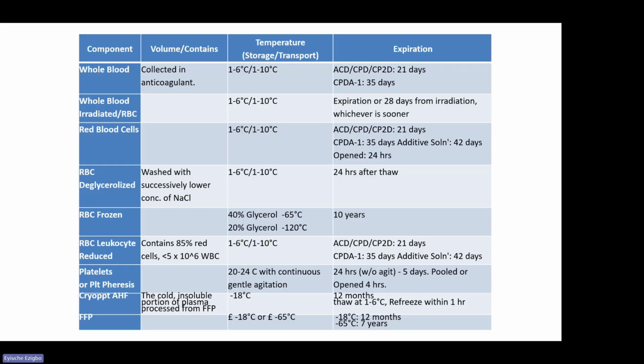We have red blood cells that are also leukocyte reduced. The number of leukocytes is removed from the red cells using special filters. We can have packed cells, packed platelets, and cryoprecipitates containing the anti-hemophilic factor, and we can also have fresh frozen plasma. I think we've discussed the process of separating these components in our first lecture.